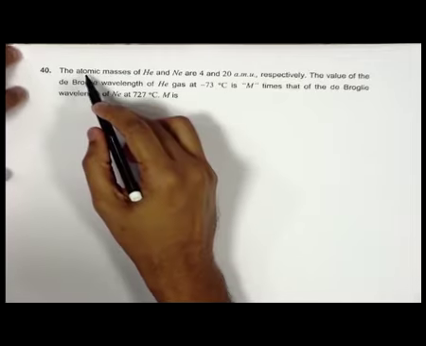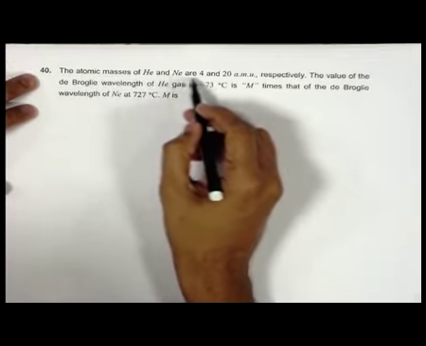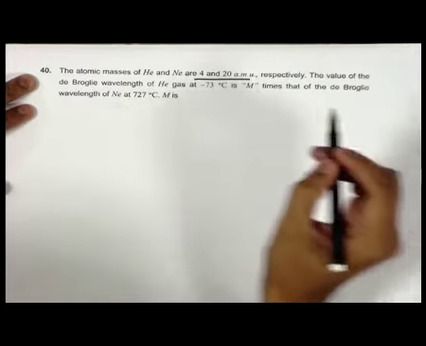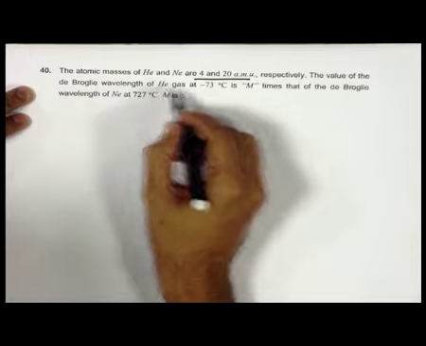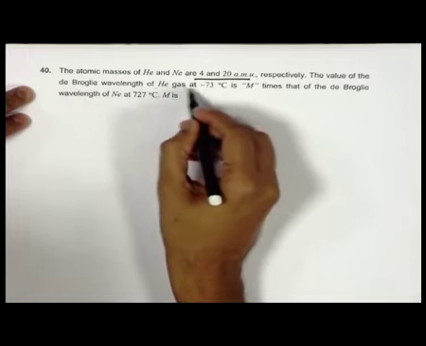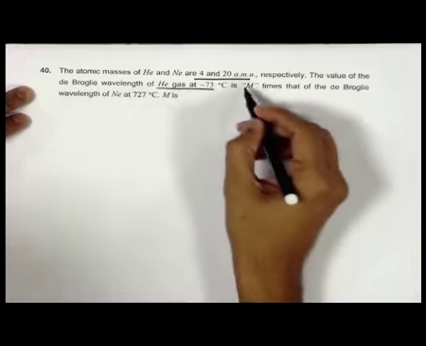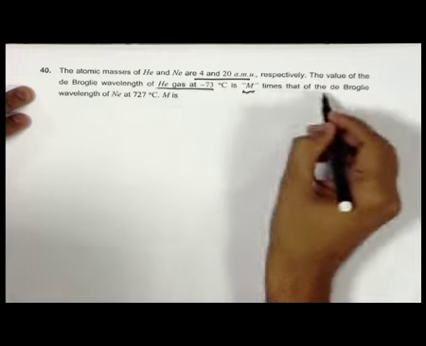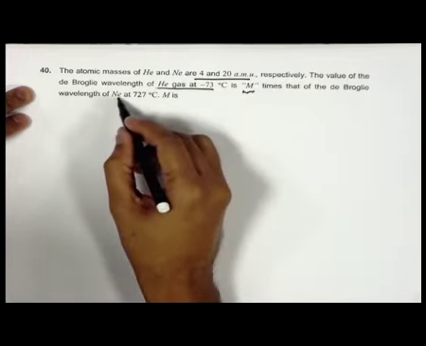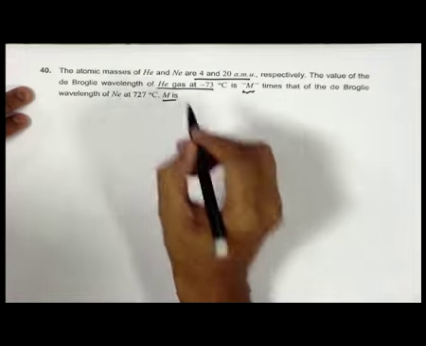Let us look at the next question. This concerns the de Broglie hypothesis. It tells that the atomic masses of helium and neon are given as 4 and 20 AMU. The value of the de Broglie wavelength of helium gas, which is at minus 73 degrees Celsius, is m times that of the de Broglie wavelength of neon gas at 727 degrees Celsius. What is the value of m?